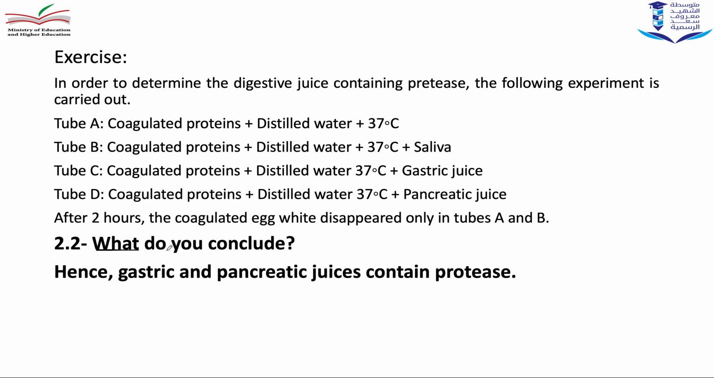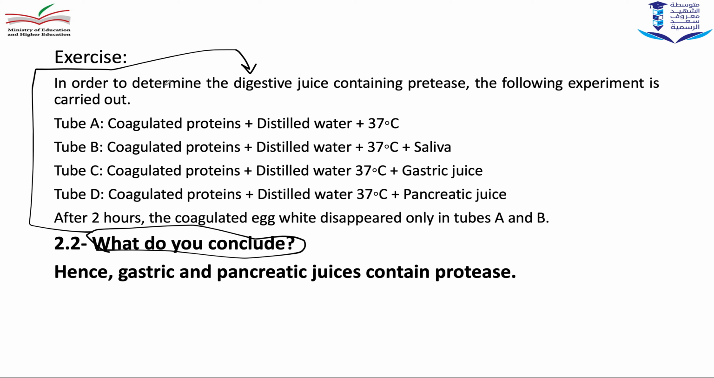Now the conclusion. If you don't know what to write, concerning what, you have to use the problem in order to determine the digestive juice containing protease. So the digestive juice containing protease is gastric juice and pancreatic juice. Hence, gastric and pancreatic juices contain protease.